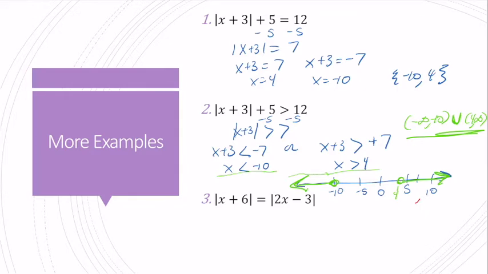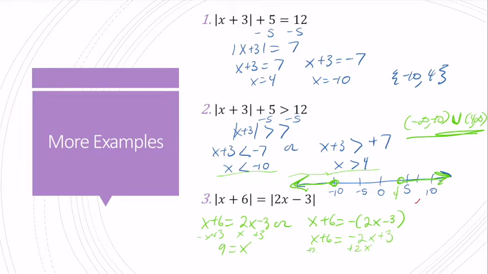Now when it comes to working with two absolute values, I'm going to write x plus 6 equals 2x minus 3, or x plus 6 equals the negative of 2x minus 3. I'm going to solve this. I subtract x from both sides. I add 3 to both sides. I get 9 equals x. For the other one, I distribute the negative: negative 2x plus 3. I add 2x to both sides. I subtract 6. I have 3x equals negative 3, so that means x equals negative 1. My solution set for this is going to be negative 1, comma, 9.